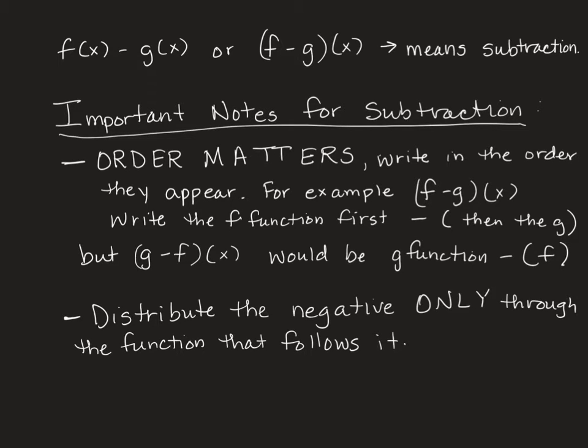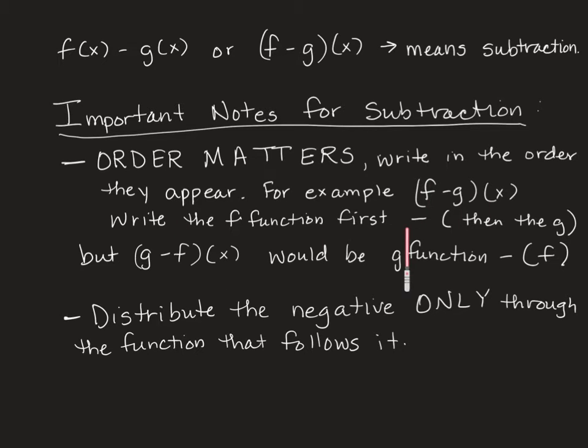Let's go over subtraction. So this says f of x minus g of x, or f minus g of x, means subtraction. Okay, so you see the subtraction symbol. There are some important notes for subtraction. Order matters. F came first, minus the g. That means when I write this down, f comes first, then the g.